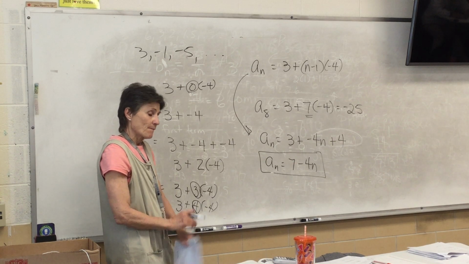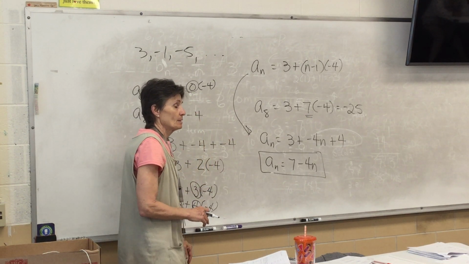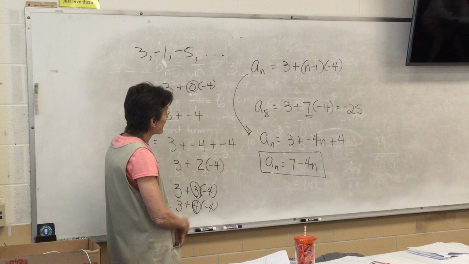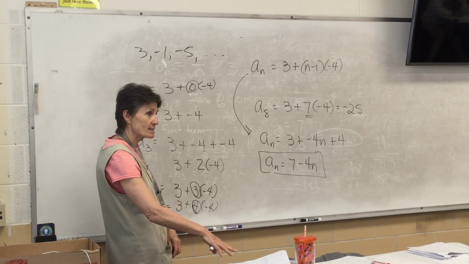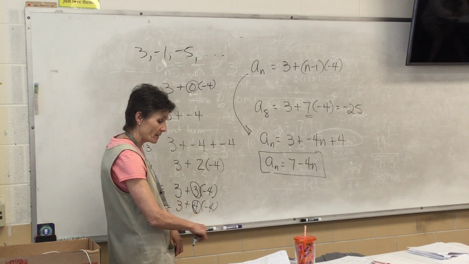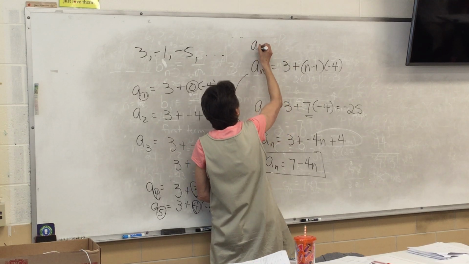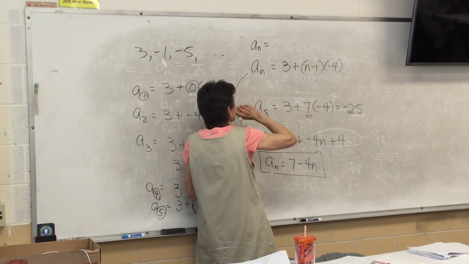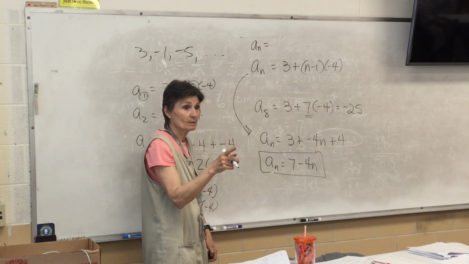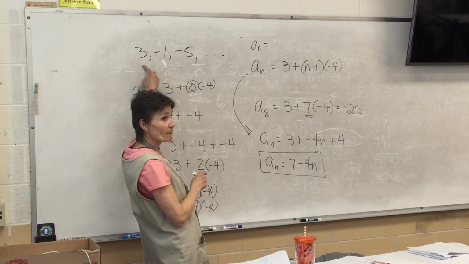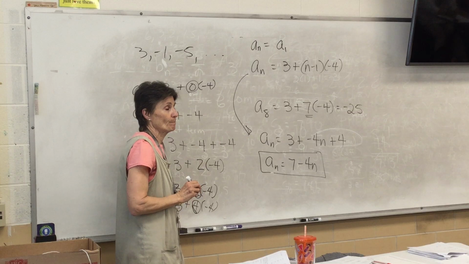Now, this formula works for this sequence. I wonder if we could expand the idea and do it with all arithmetic sequences, including the ones that are coming up here. Let's look at this for a minute. Where'd this 3 come from? First term. That was the very first term in my sequence? So let's call it a sub 1. That's the first term, a sub 1.